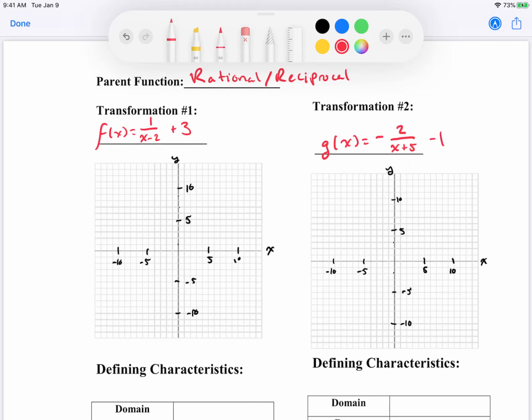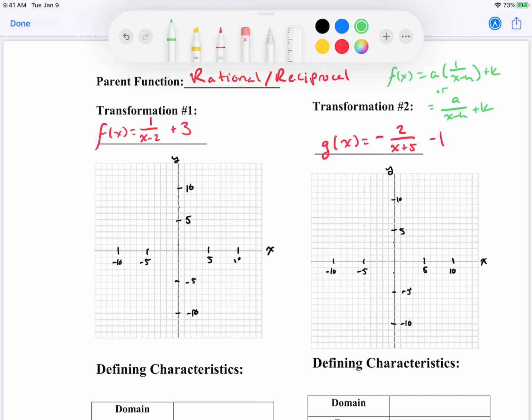So again, one of the things that we want to recall is our general rule for transformations for these guys. As far as transforming off of the parent equation, which is 1 over x, our general rule for transformation is f of x is equal to either a times 1 over x minus h plus k, or it's a over x minus h plus k. And again, the h and the k act just like they normally would, and so does the a.